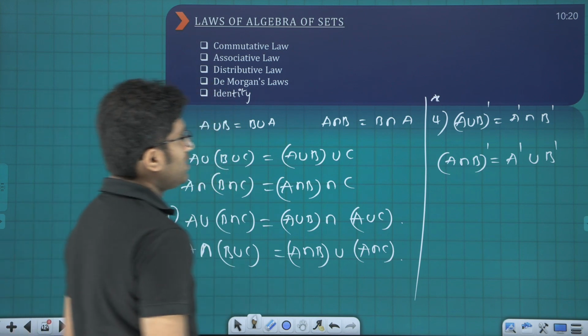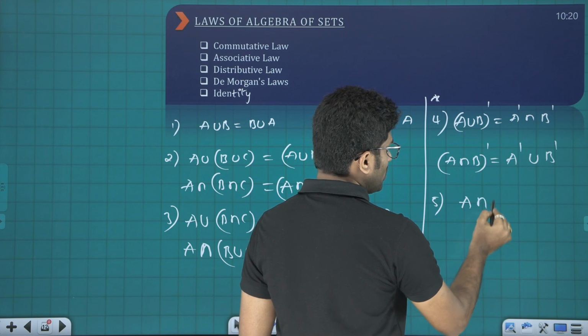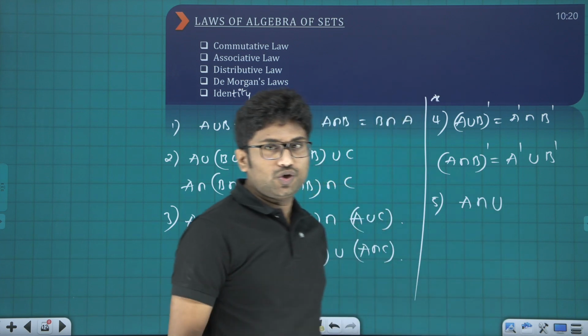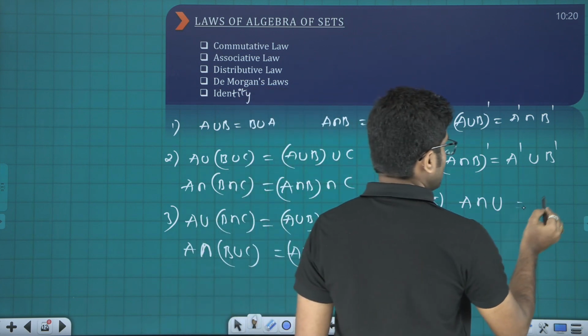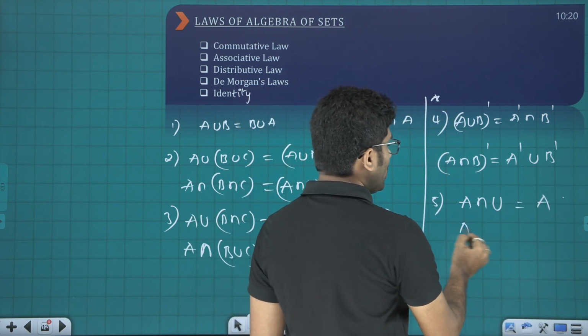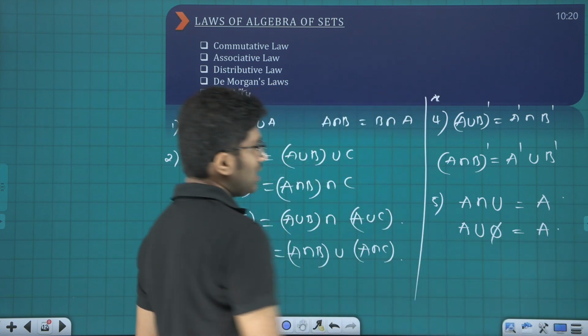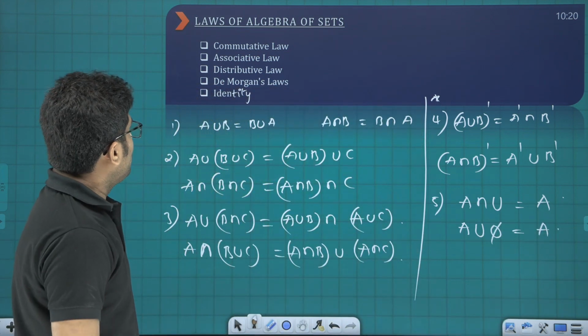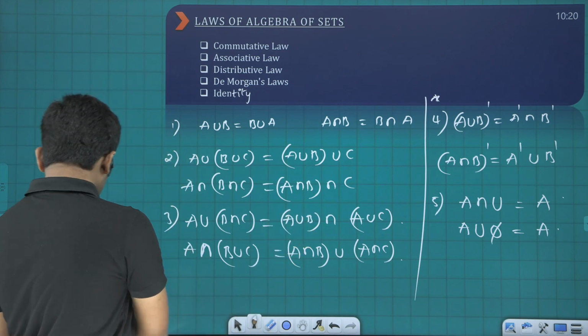Next, identity laws. A intersection universal set. You know universal set, na? A intersection universal set is the given set itself, na? And A union null set is the same set itself. These laws are called identity laws. So these are the different laws of algebra of sets.